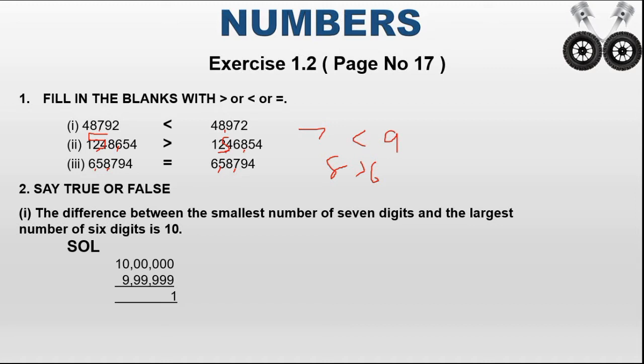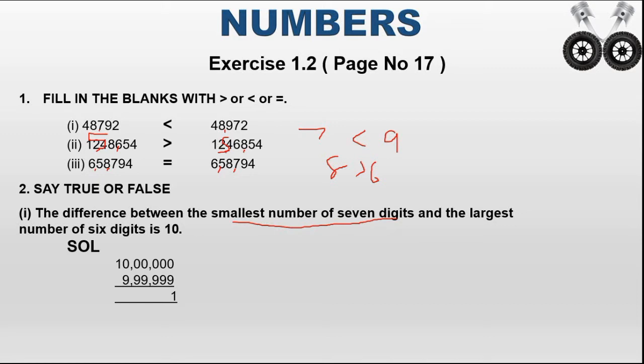So what is the smallest? As we already said, how can we write the smallest number of 7 digits? If they ask you to write the smallest number of 7 digits, how many zeros do you have to put? You have to put 6 zeros and 1. Okay, and the largest number of 6 digits. If they ask you to write the largest number, how many 9s are there? That much of 9 you have to write. So here how many digits are here? 6 digits. So you have to put 6 nines.